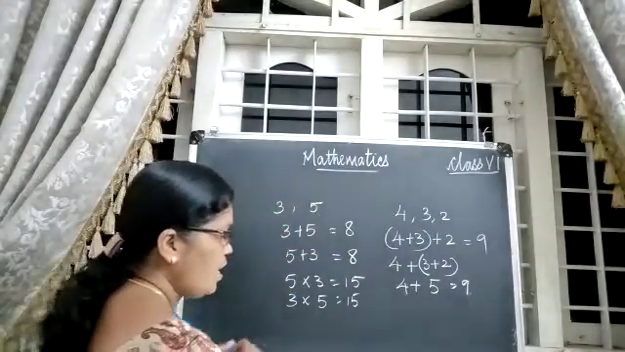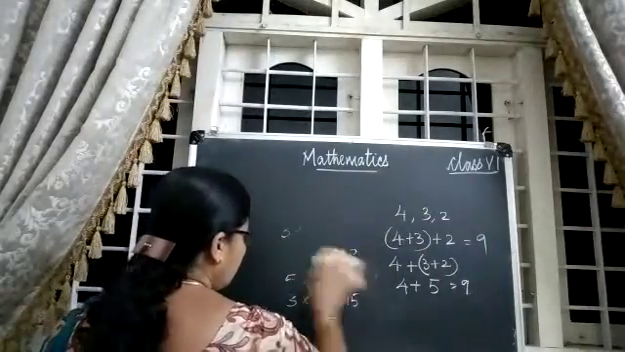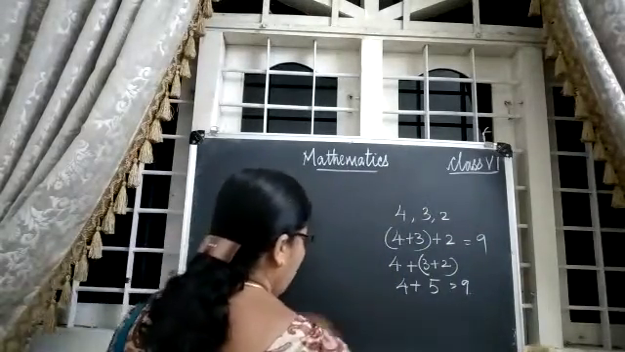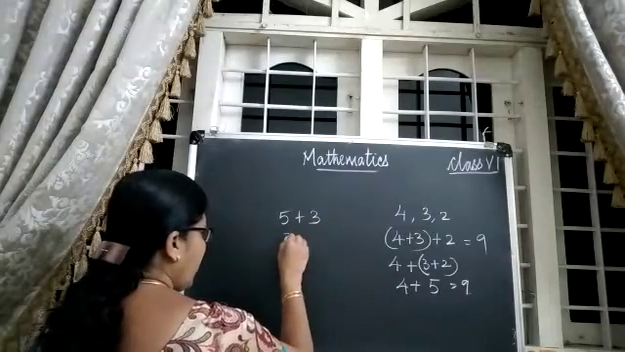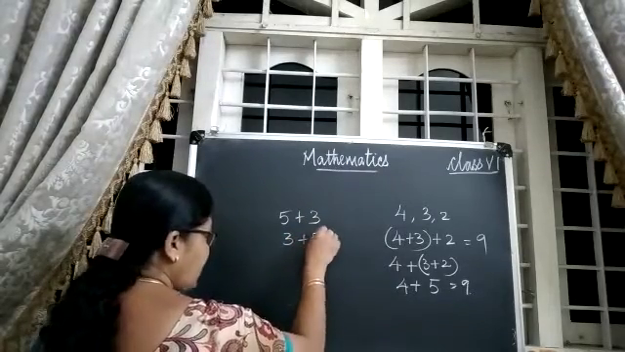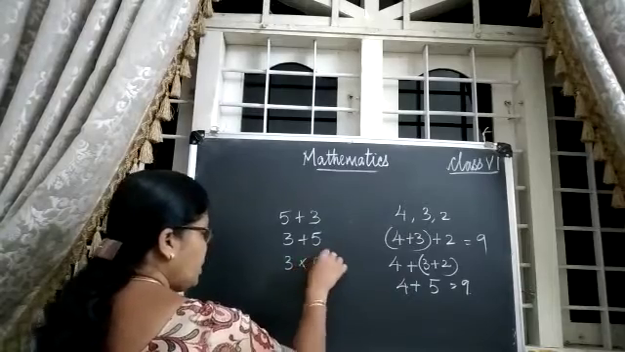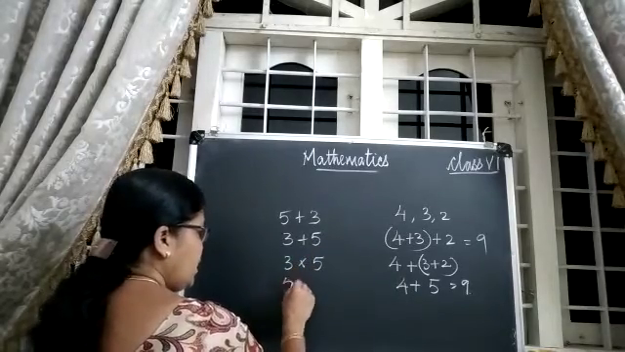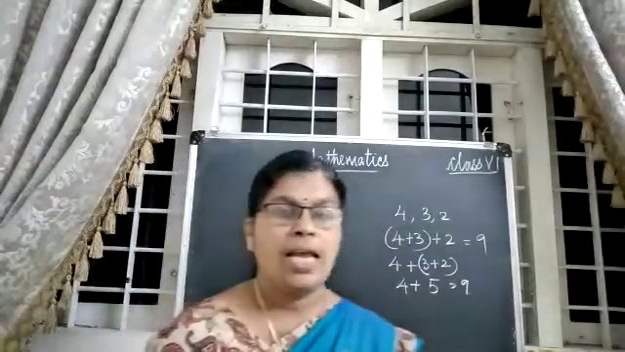5 plus 3 is a numerical expression and 3 plus 5 is another numerical expression. Then 3 into 5 is another numerical expression. Then 5 into 3 is also another numerical expression.